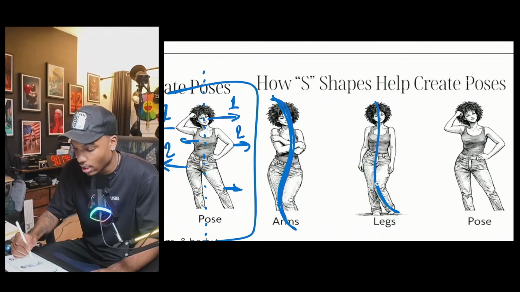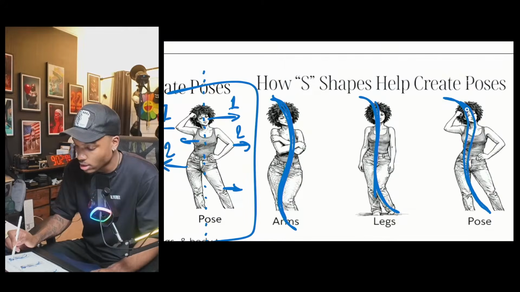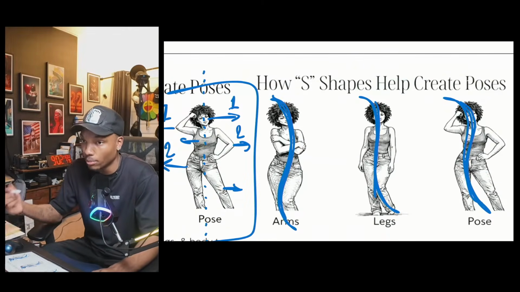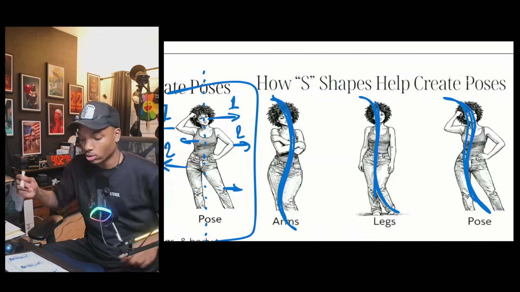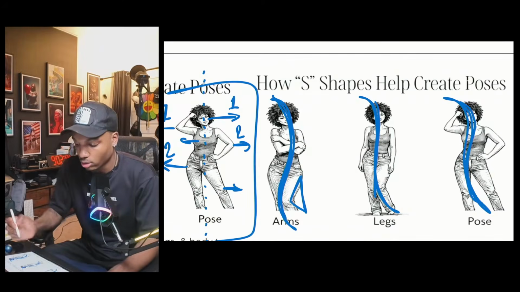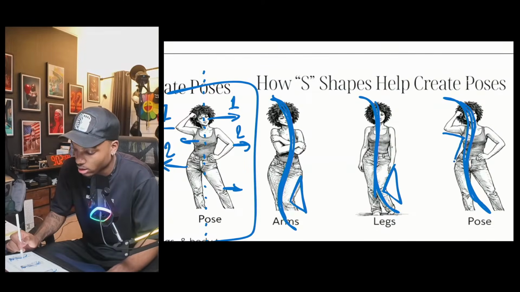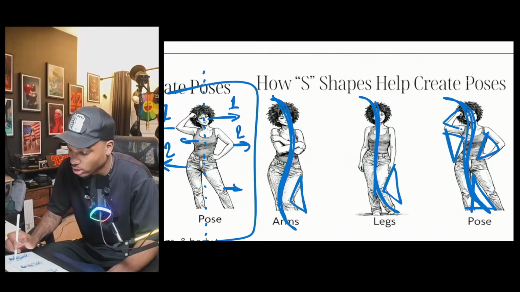Bodies create S's. You see that head tilt up top? Limbs. What is a limb? Arm, leg, hand, wrist, right? Neck, right? Low key neck, sometimes neck, right? Limbs, body parts, things you could wiggle, right? Create triangles, right?